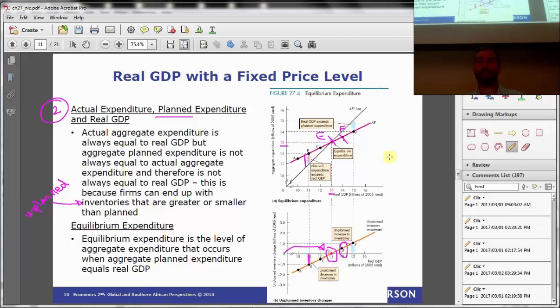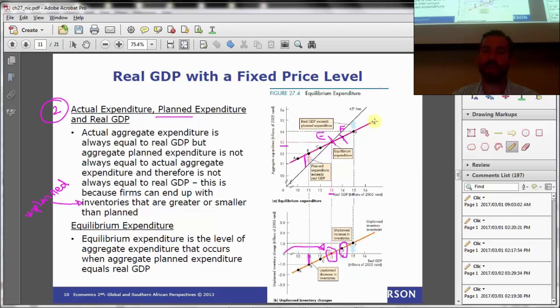Given our aggregate expenditure function, we note that there is only one point at which the aggregate expenditure function intersects with our 45-degree line. What is important about the 45-degree line is it gives us all the loci of equilibrium between real GDP and aggregate expenditure. So anywhere on the 45-degree line, real GDP and aggregate expenditure are equal.